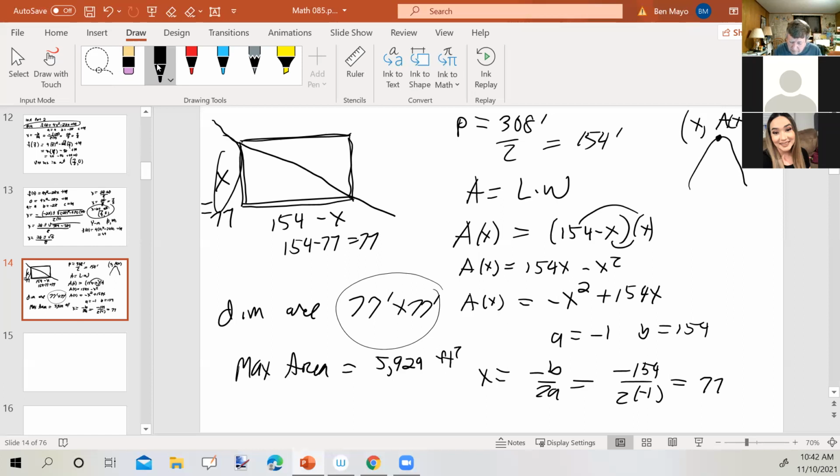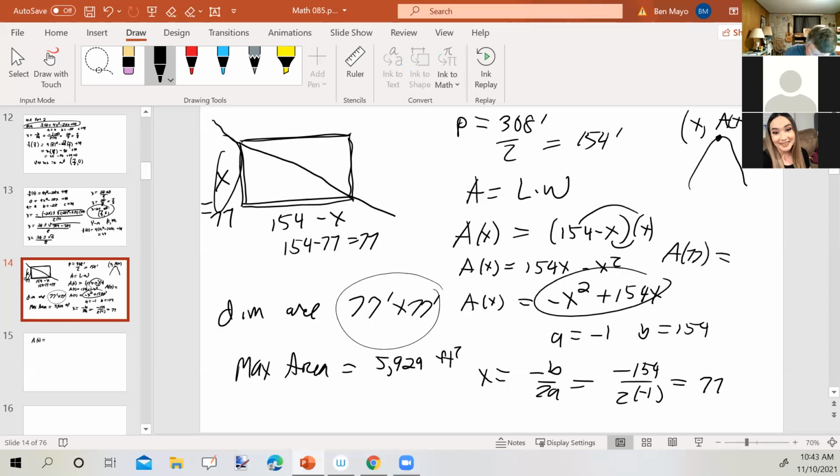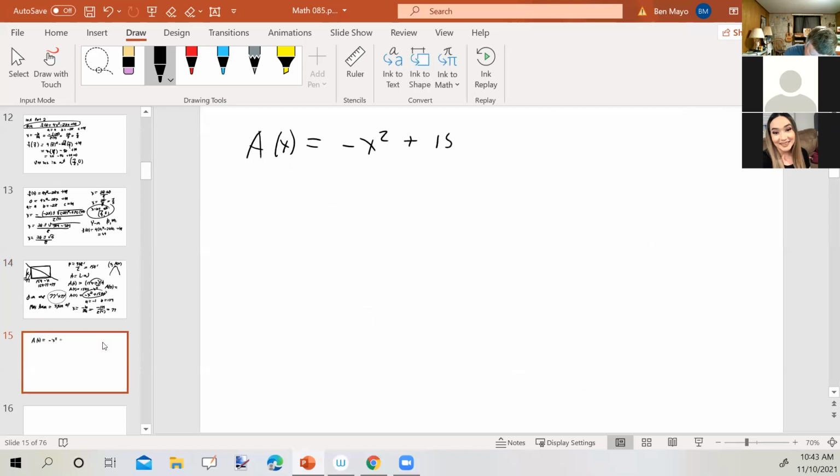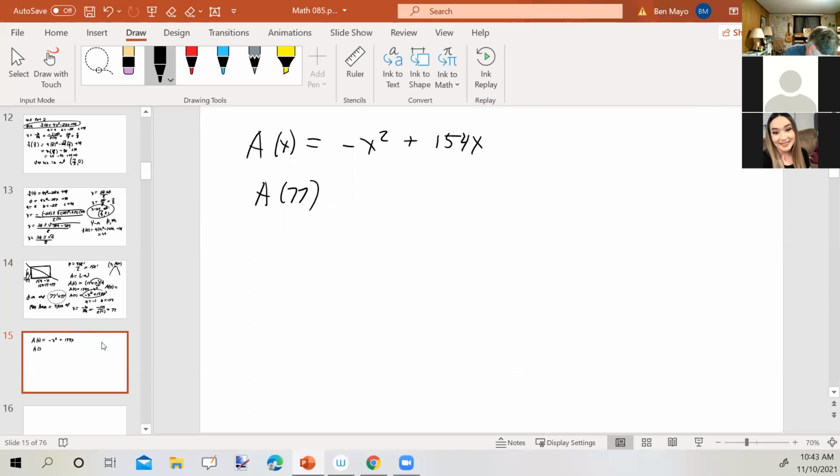Or we could find the Y value of the vertex, that is the A of X value, and so plug A of 77 into this. I'm gonna have to go to another screen to write that. A of X equals negative X squared plus 154X. And we want to find A of 77, and when we do that, we still get 5,929 square feet. You okay with that, Gabriel?